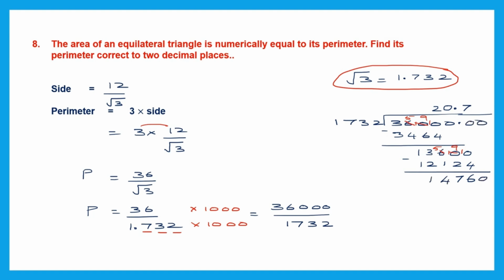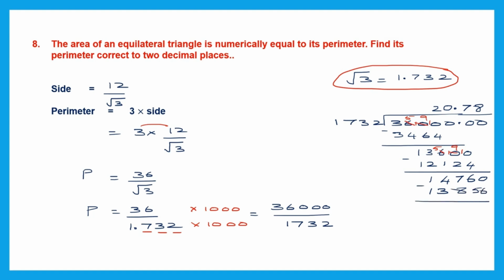Now we have 14,760. We multiply 1732 into a number to get a number close to this. So we multiply by 8. When you multiply by 8, you get 13,856. Now if you subtract, this will go on.